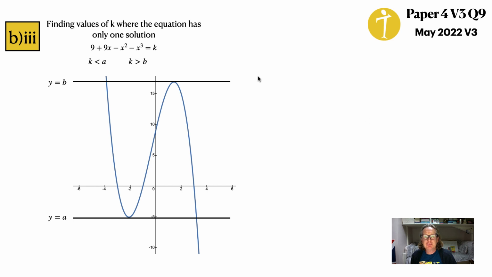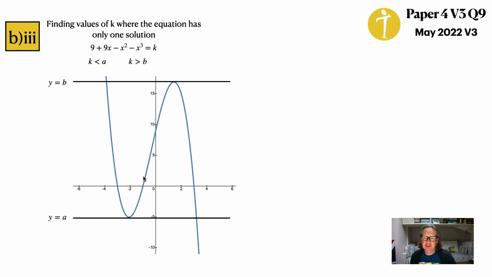So for this last part, we're asked to find solutions to this equation: 9 plus 9x minus x squared minus x cubed equals k. We're asked to find values of k where there will only be one solution.